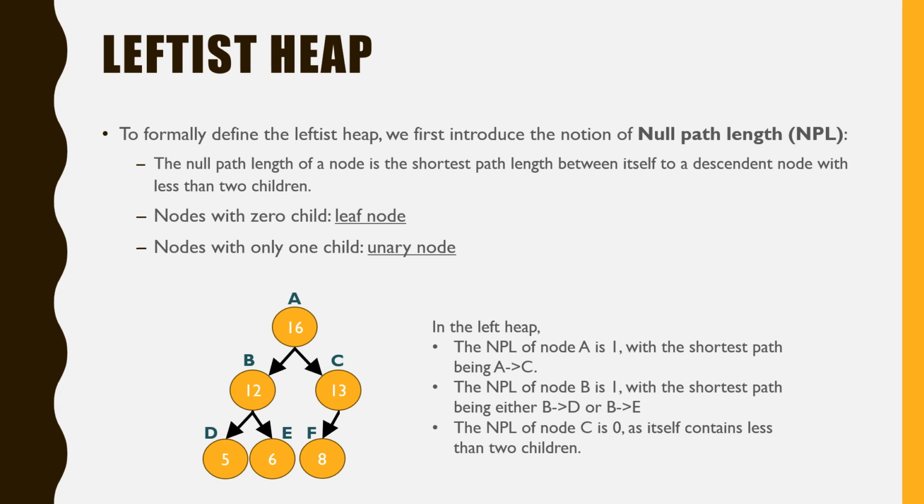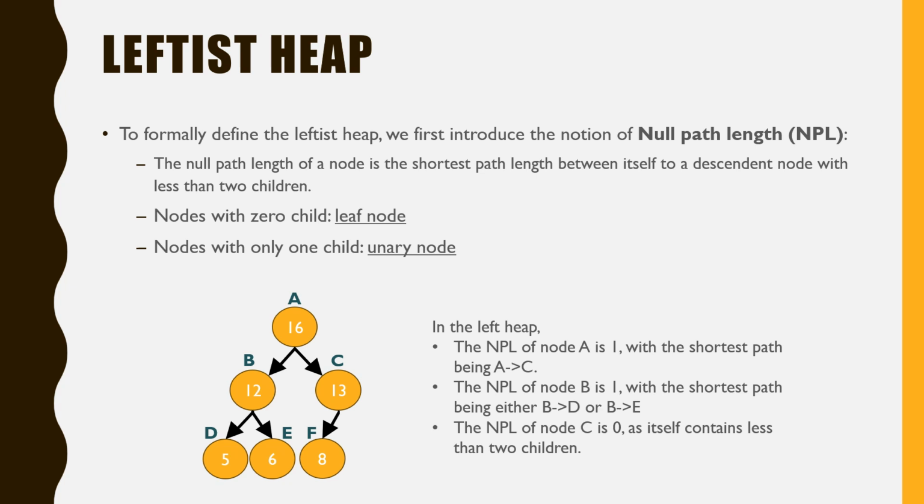To define a leftist heap formally, we first introduce the concept of null path length, or NPL. The NPL of a node is the length of the shortest path from that node to a descendant node that has fewer than 2 children. Note that a node with no child is called a leaf node, and a node with only one child is called a unary node. For example, in the heap shown here, the NPL of node A is 1, as the shortest path to a unary node is AC.